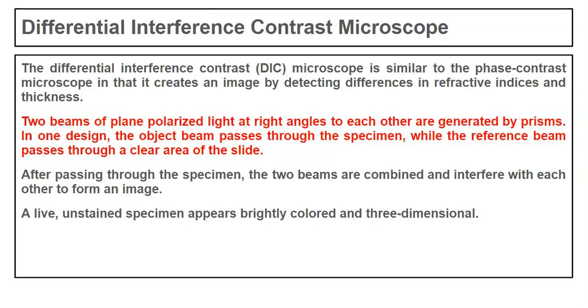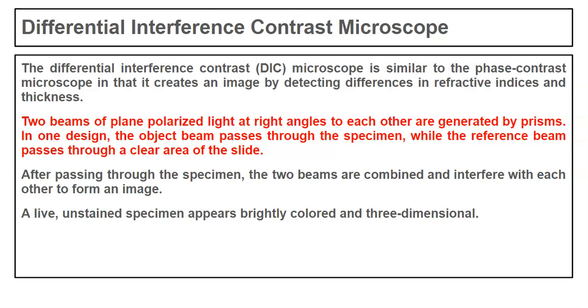So in one design, the object beam will pass through the specimen, while the reference beam will pass through a clear area. Because you are mounting a specimen on the slide, some of the region of the slide will have the specimen and some will be clear area. So there are two beams of light.